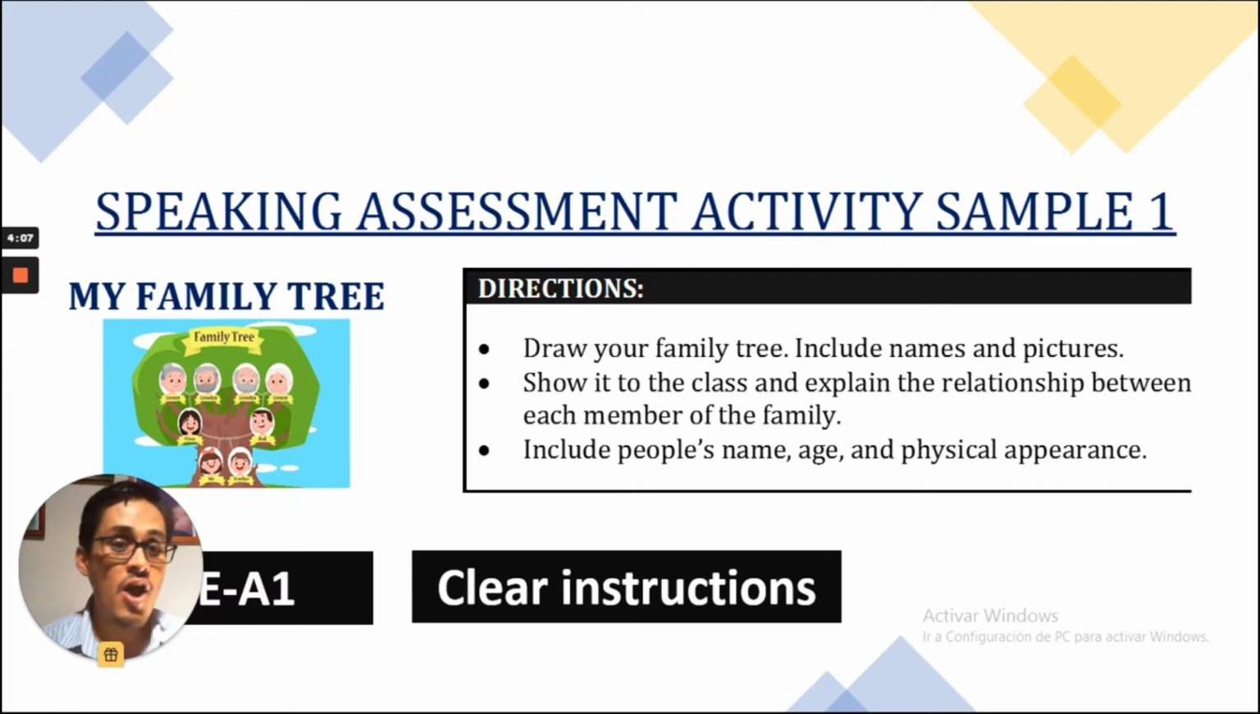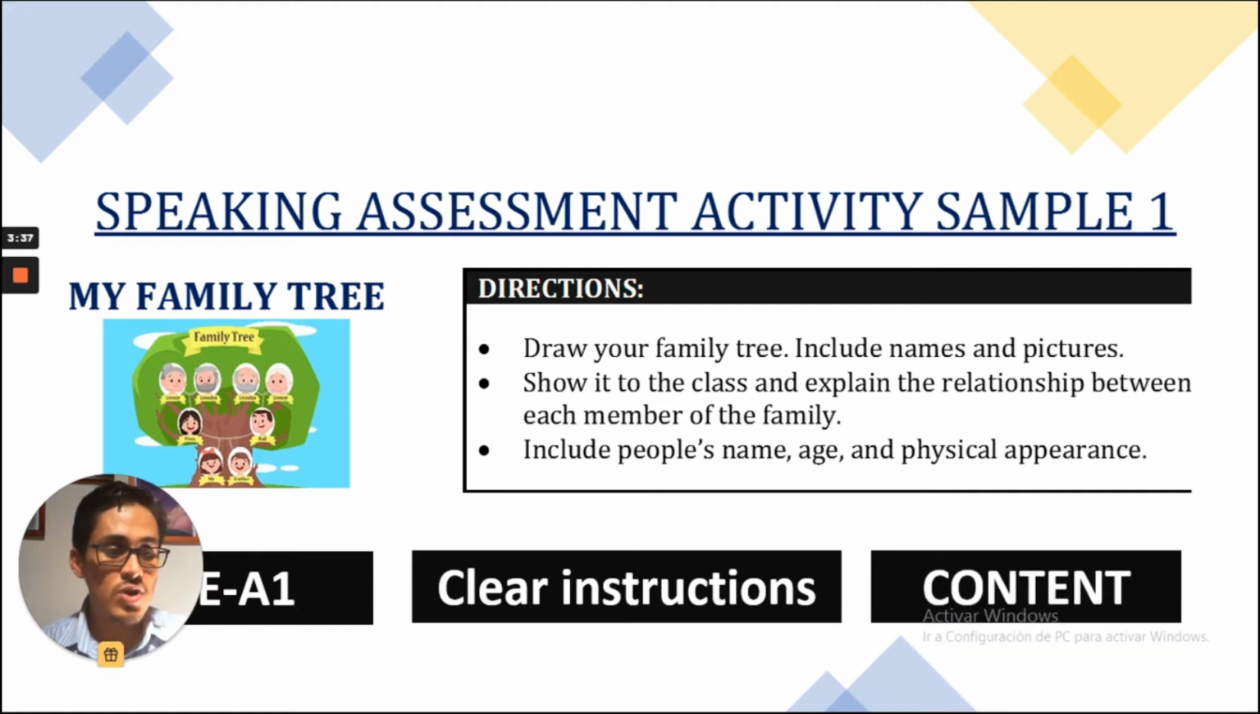Instead of saying something as simple as that, we can break it down into more specific steps that they need to follow. First, they need to draw a family tree and include the names and pictures. Number 2, they will show it to the class and they have to explain the relationship between each member of the family. And finally, they have to describe the name, age, and physical appearance. As you see, we are integrating different skills, different knowledge, so that the students can develop the competency of describing their family. So, the content is aligned to Unit 3 of Level Pre-A1.